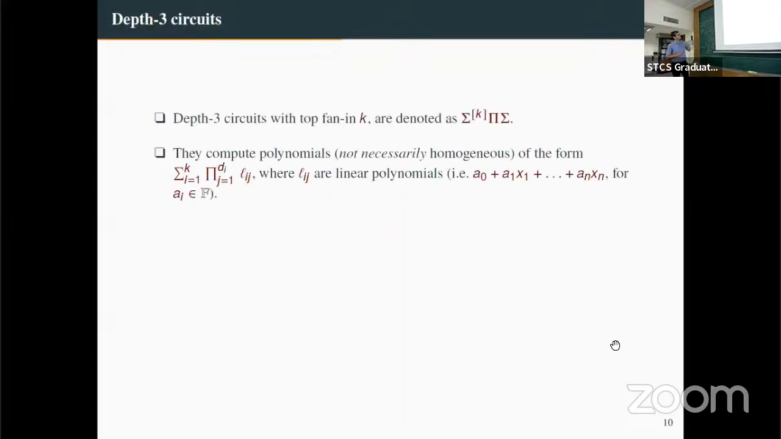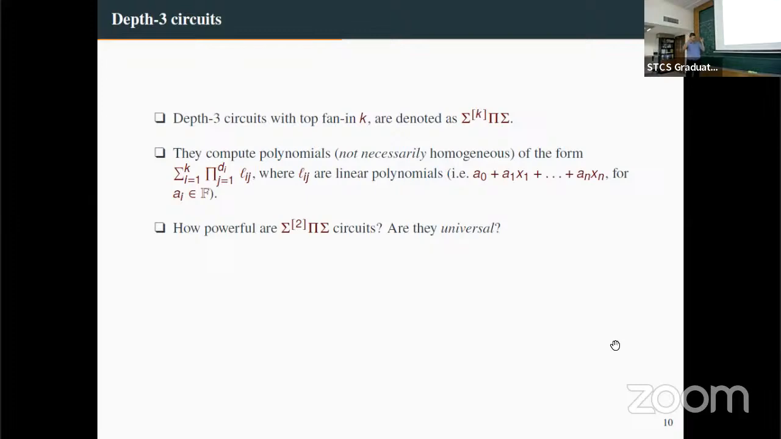Okay, so depth 3 circuit, I've already said it's just a sum of products of linear polynomials. So it looks like this: sigma product of L_ij's, where L_ij are linear polynomials, and we will assume them to be inhomogeneous. So there will be a constant term also. They all come from the base field F. So you can now study them via small k. Okay, so how many products are there?